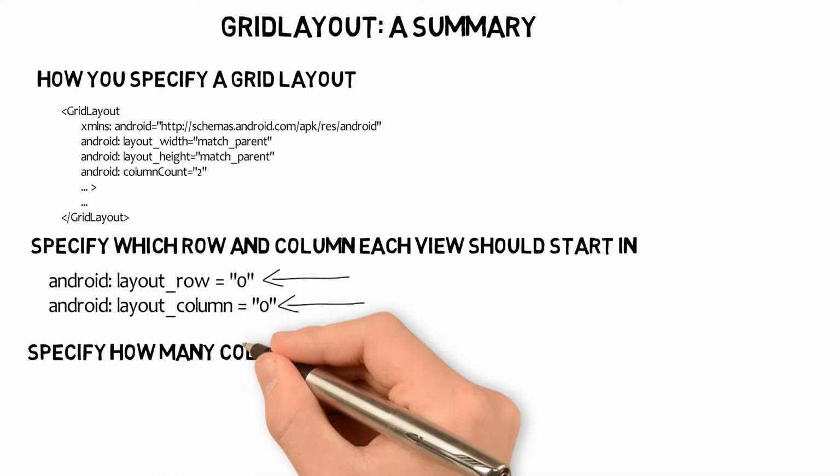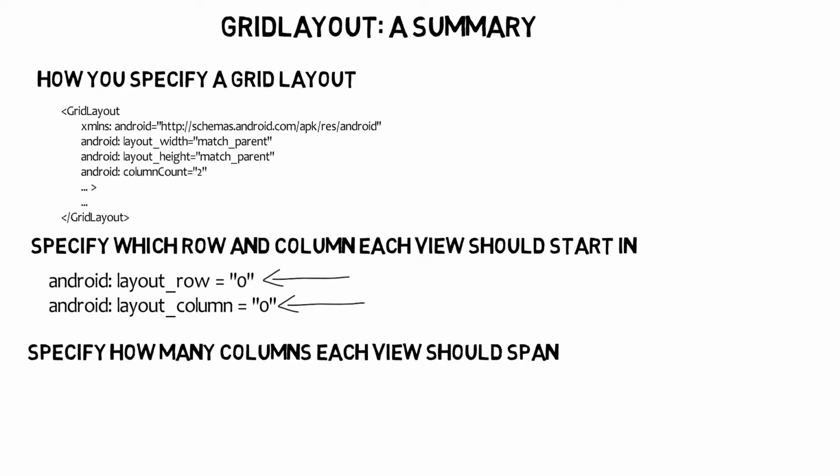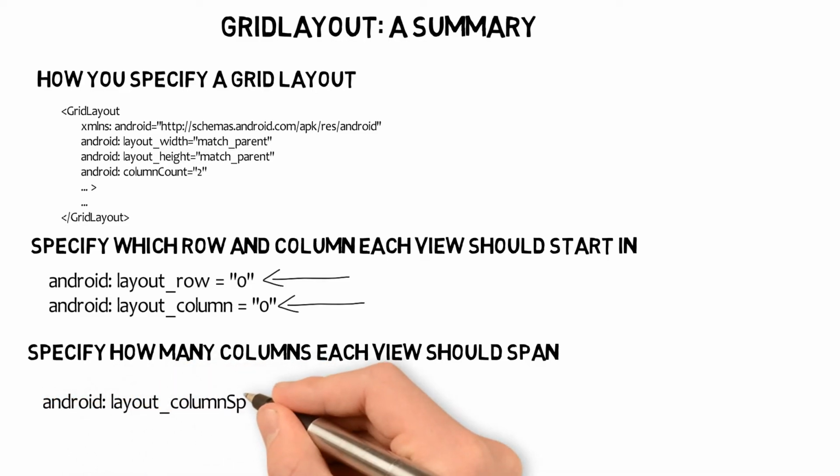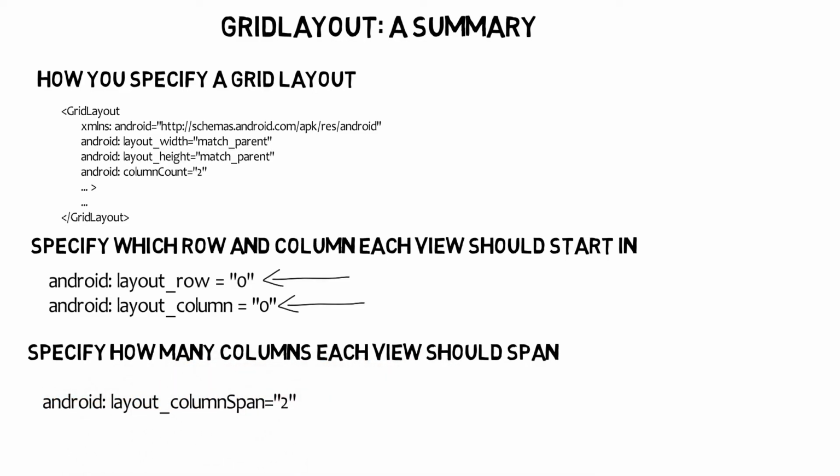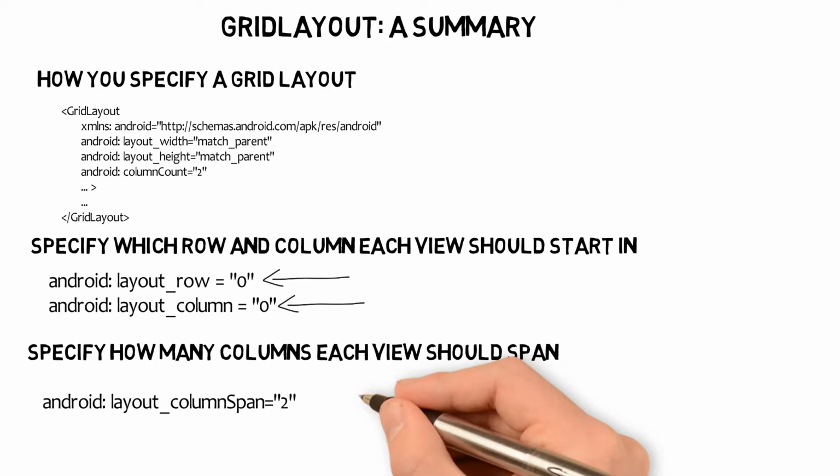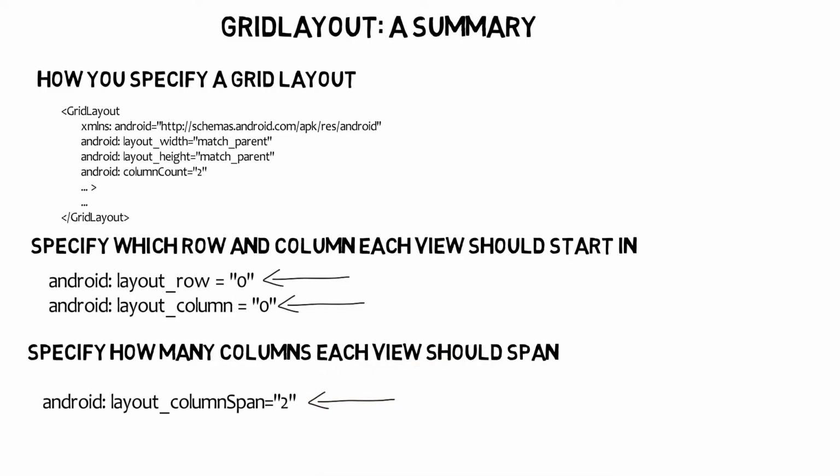Specify how many columns each view should span. You use the Android layout column span attribute to specify how many columns each view should span. If you want a view to span across two columns, for instance, you use Android layout column span is equal to 2.